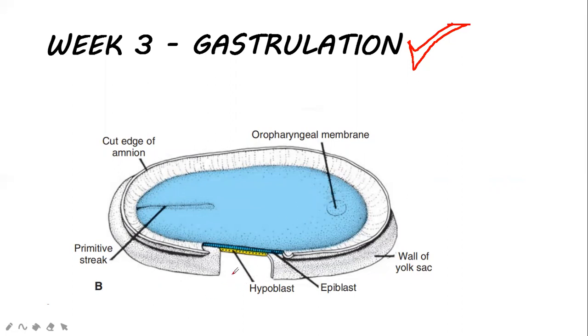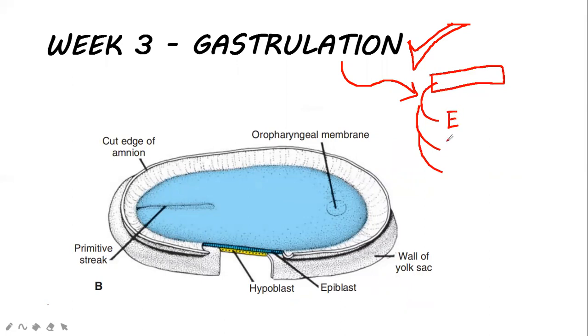So week 3 is the week of gastrulation. What is gastrulation? Gastrulation is whereby the epiblast layer, not the hypoblast, forms all 3 germ layers: the ectoderm, the mesoderm, and the endoderm. All these germ layers come from the epiblast. The hypoblast would just disappear, or some of the cells are found lining the yolk sac.